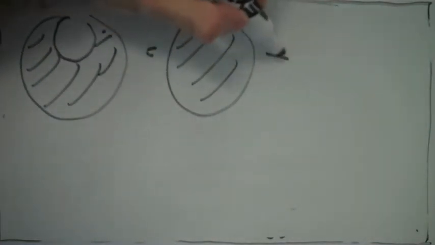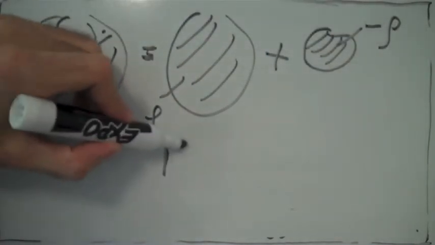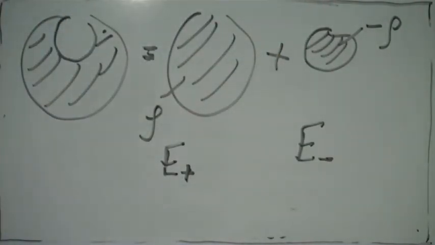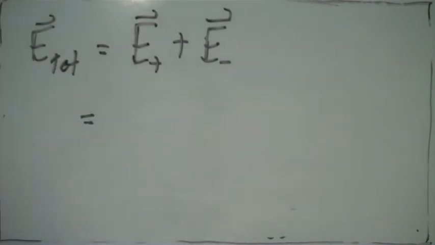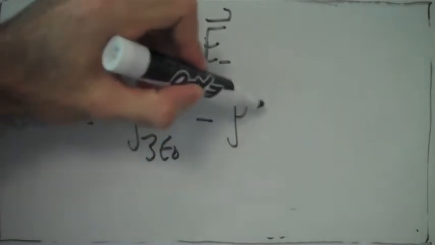So now the total field of this sphere with a cavity is equal to the sum of the fields produced by the solid sphere of charge density rho and the field of the negatively charged little sphere. So we add these two fields, E plus and E minus, and that gives us the total field of the sphere with a cavity. So the total field is equal to E plus plus E minus. And what are those values? Well, E plus we found was given by that, and E minus is given by that.